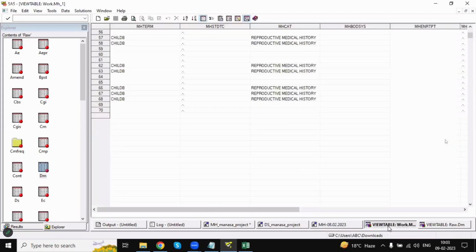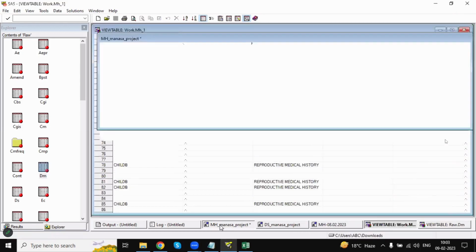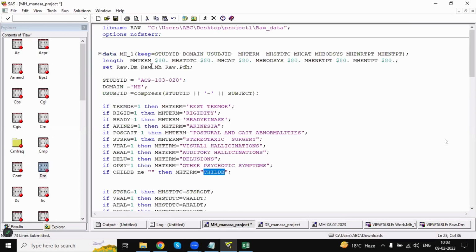The problem is you got only child labor details. What about the other details? You have one more raw data set. I started the condition, if tremor is equal to 1, and lastly I gave child bearing not equal to, then it is overwriting whatever values we are getting, right? So I asked you yesterday whether I have to merge the three sets or use the set option. Set option only you have to use, not here.